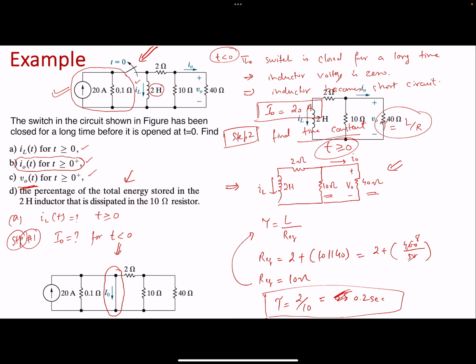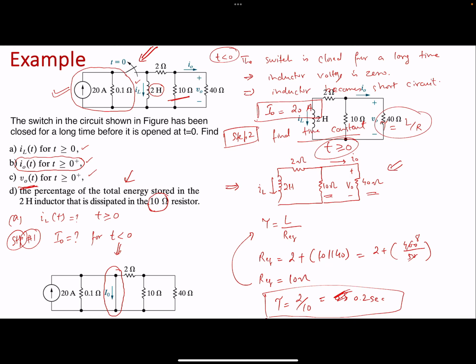The D part asks you to find the percentage of the total energy stored in the inductor that is dissipated in the 10 ohms resistor. Please understand this, right? It is asking how much of the energy that was originally stored in the inductor due to the excitation source, which was removed at the switching event, has been dissipated in the 10 ohms resistor. After the switching event, the energy stored in the inductor will be dissipated in all the resistors, right? But it is asking you to only figure out how much of that was dissipated in the 10 ohms resistor.